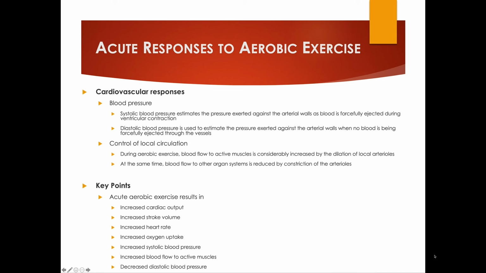Both of these, as we do train, systolic won't rise as much. The more trained we are, it won't rise as much over time because the body can handle given workloads a lot better. Even with training, diastolic, no matter what, should stay roughly the same. If you ever see an increase in diastolic during exercise, stop immediately because that means no blood's being ejected out. Someone could be going into some kind of cardiac event.